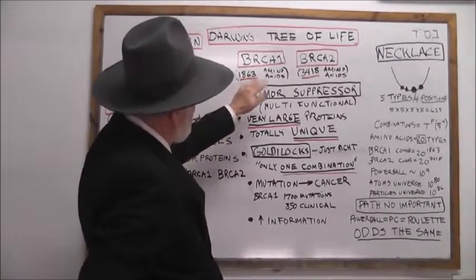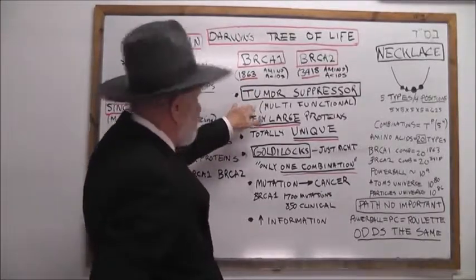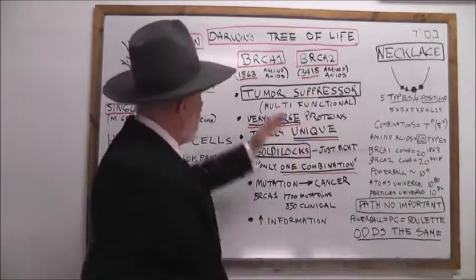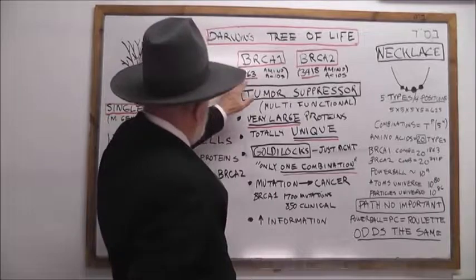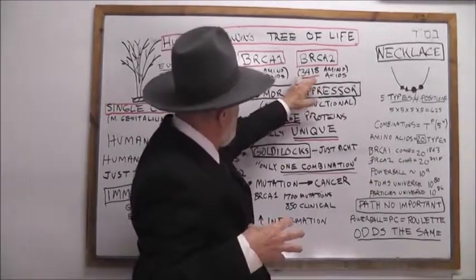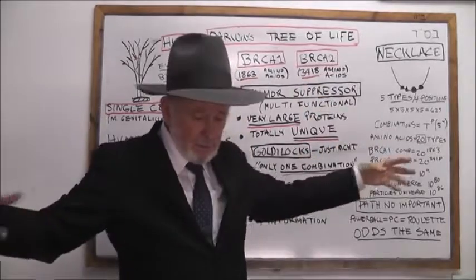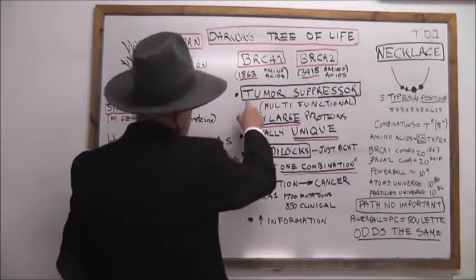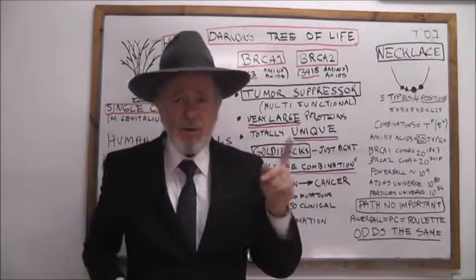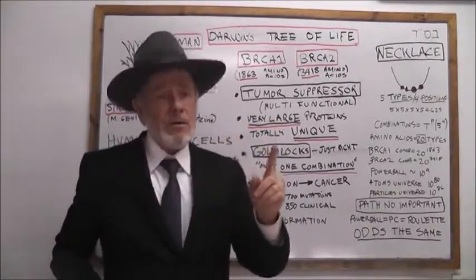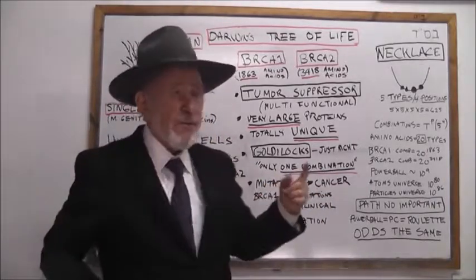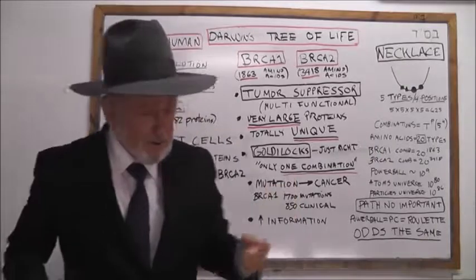BRCA1 and BRCA2, these two proteins are what are called tumor suppressors. They work in the cell to prevent cancer, basically. They're very large proteins. One is 1,863 amino acids long. The other one is 3,418 amino acids long. These again are tumor suppressors, and they're multifunctional, which means they don't only do one tumor suppressor job, they do several. And new jobs that these two proteins do are found all the time. Every few months they find another job.